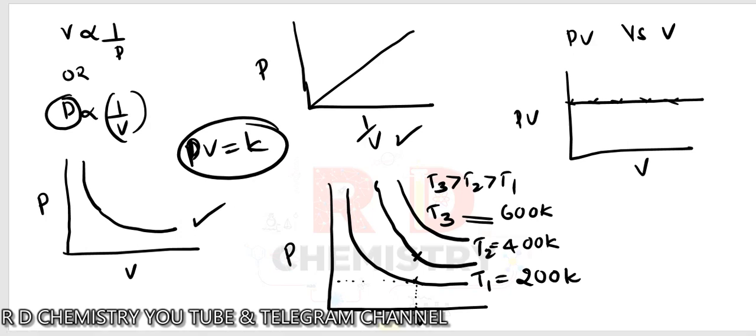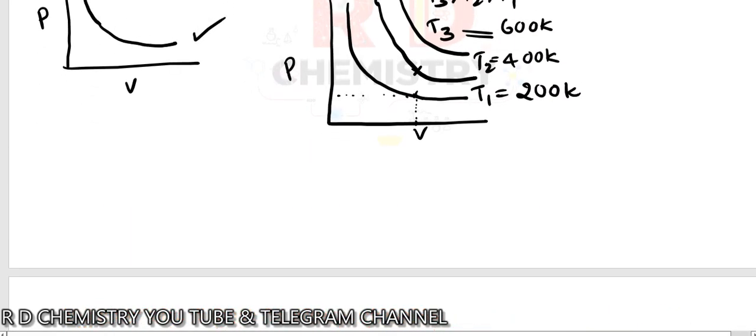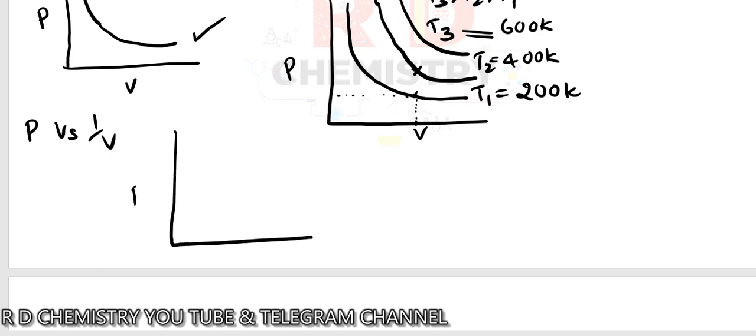Okay, fine. Now we'll go for one more curve, that is P versus 1 by V. Already I've plotted P versus 1 by V. We'll get a straight line. Say this is T1 equal to 200 Kelvin. I'll increase the temperature. Where will be the next straight line? Above this or below this?